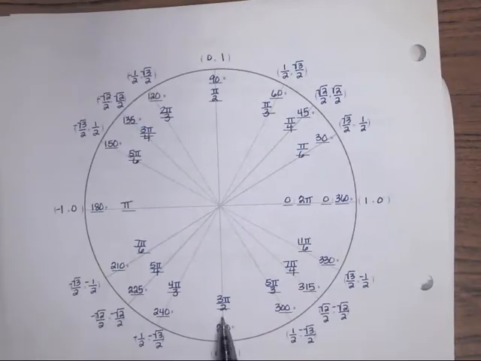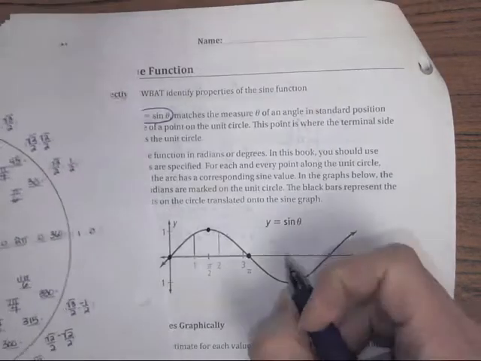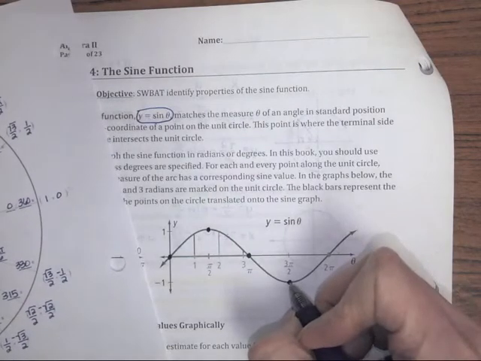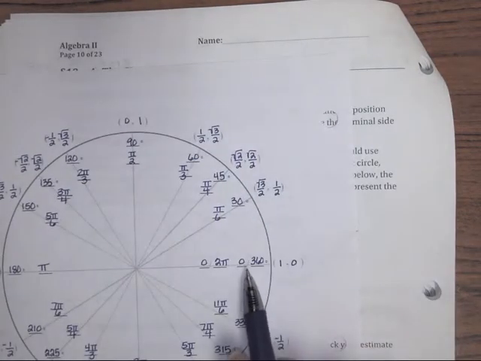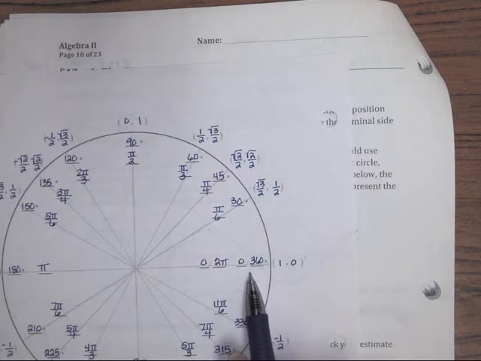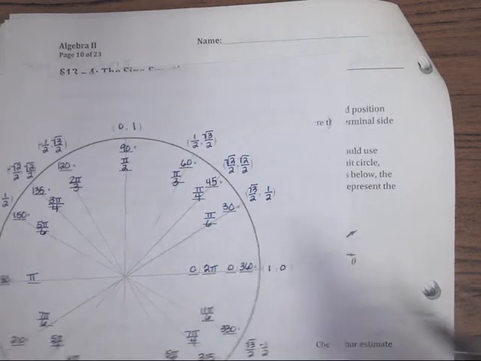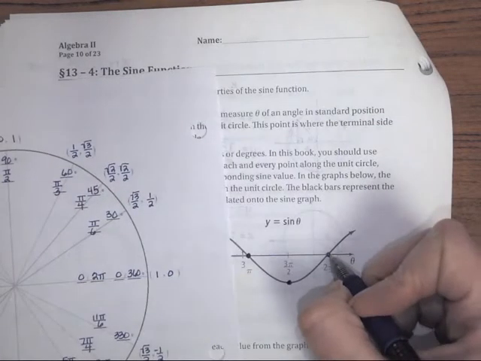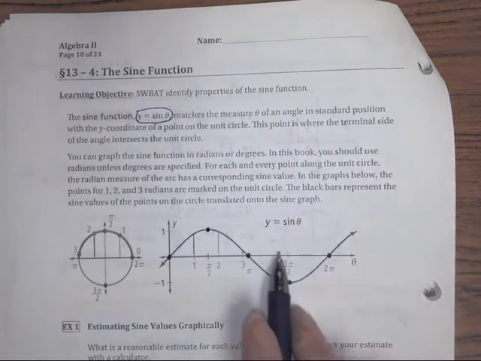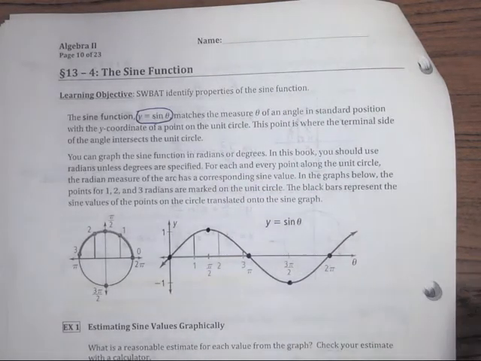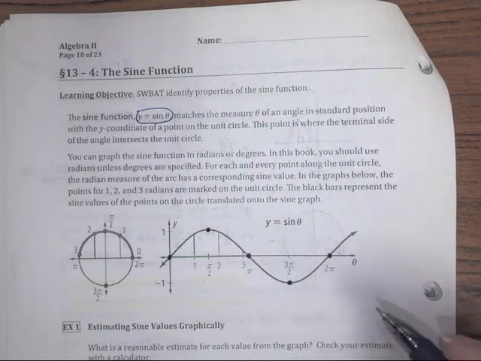If you go to 3 pi over 2, what's your y value? Here's -1. And if you go back to 2 pi, what's your y value? 0. And do you see how we could keep going around? And it would keep going this way off to the right. This is what makes us a periodic function.